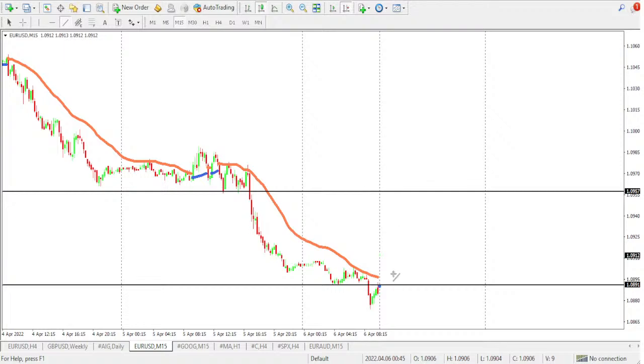The first thing which must happen is the price must break above 1.0891, and it must also break above the next level, which is this moving average, before the price can extend to the upper side.